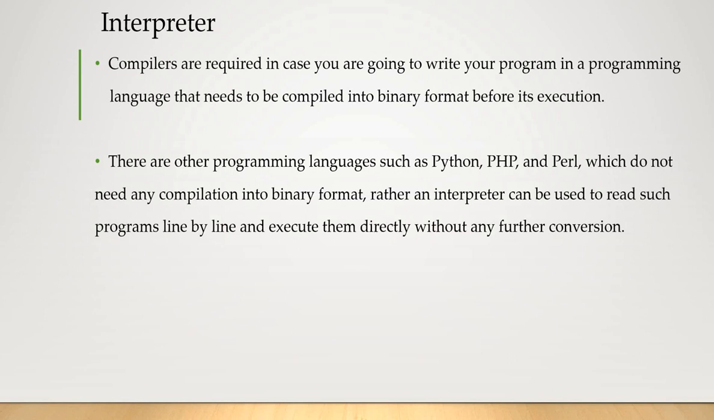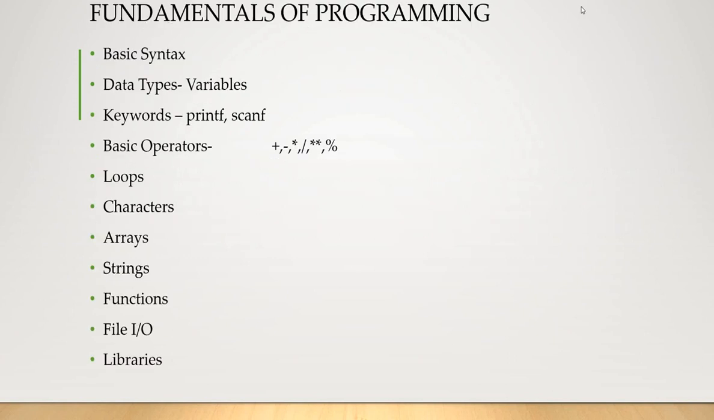We can use interpreters. Interpreters read the program line by line and execute them directly without any conversion. So here is the difference between compiler and interpreter. A compiler converts the text format to binary format and then executes the program. But an interpreter reads the program line by line and then executes them directly without any further conversion, guys.